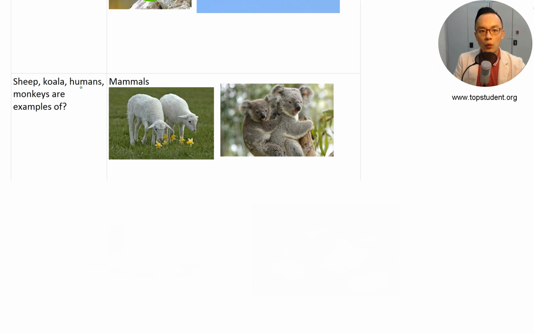So sheep, koala, humans, monkeys are examples of mammals. So sheep, they have fur as their body covering. They give birth to live young. Koala as well, they have fur. If you have ever held a koala, it's very furry and very cute. And they move very slowly as well. All right. So koala have fur. They give birth to live young as well. All right. And they feed their young with milk. So these are some characteristics of mammals.